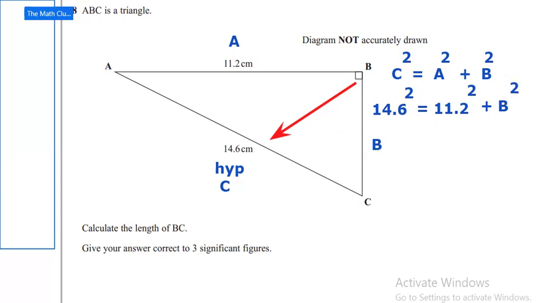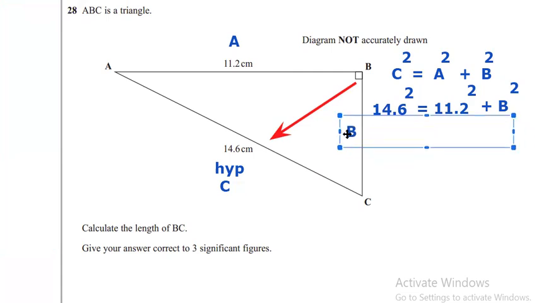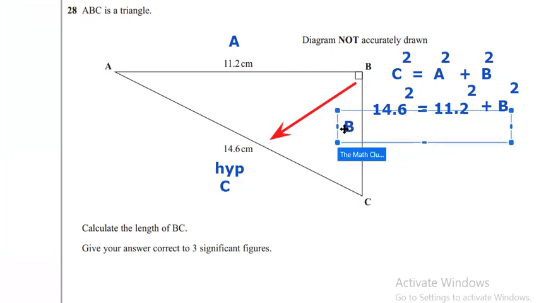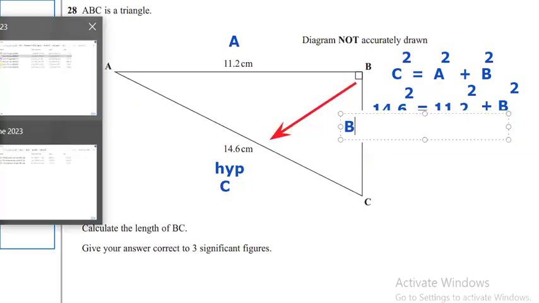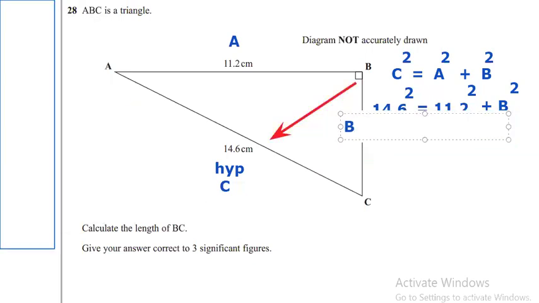Now, we continue with the same formula. Let's remove this so we don't get confused. This is the B. Let's change the color here so we don't get confused. Now, let's continue with this here. So 14.6 squared equals 11.2 squared plus b squared. Now, we have to solve this. Let's square the 14.6 and then write the numbers under it.